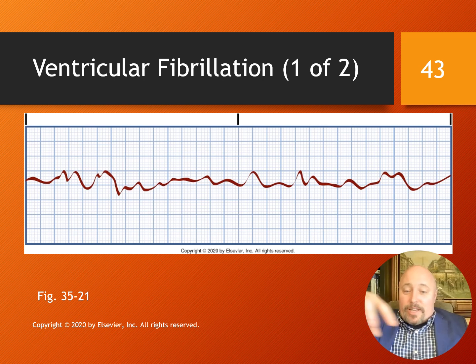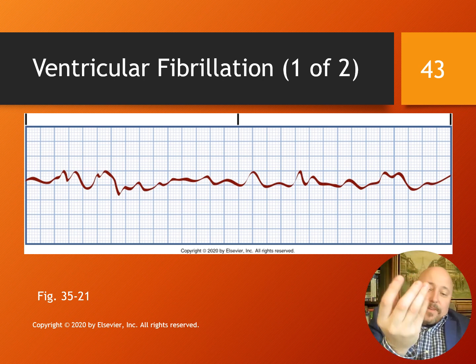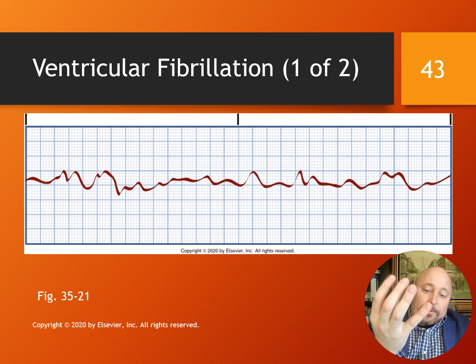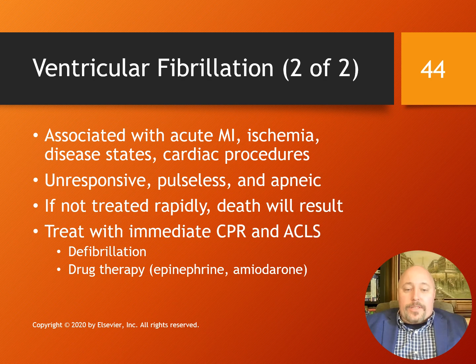In this case, much like the AFib where the atria are just quivering up top, in this case the ventricles at the bottom are quivering much the same way with no contraction. This is associated with acute MI, ischemia, cardiac procedures, and the patient is going to be unresponsive, pulseless, and apneic because there is no cardiac contraction with this rhythm. If not treated rapidly, death will result.